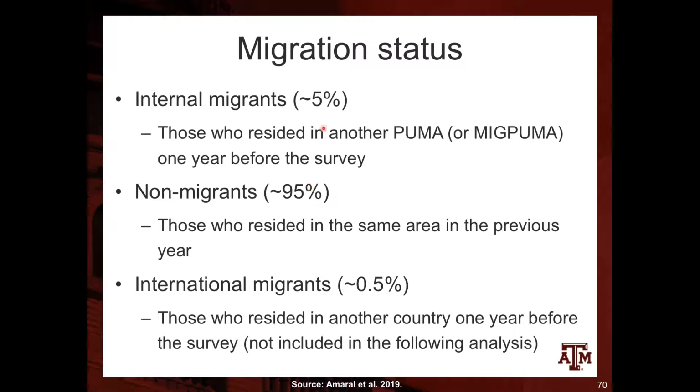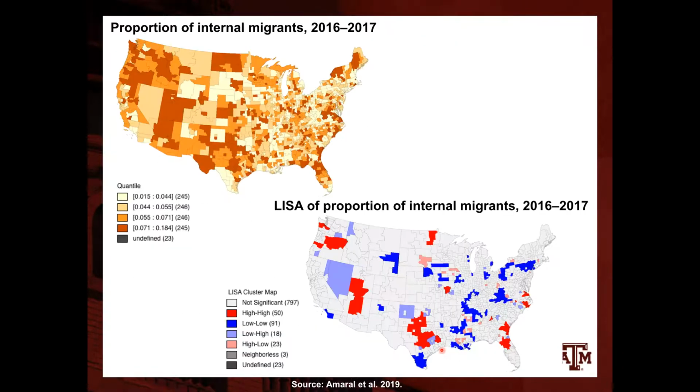So we use the information about internal migrants and the proportion of internal migrants for each one of the PUMAs or MIG PUMAs. This proportion is the share of internal migrants considering internal migrants and non-migrants as the whole population, because international migrants are not included in the analysis. So this is a distribution.